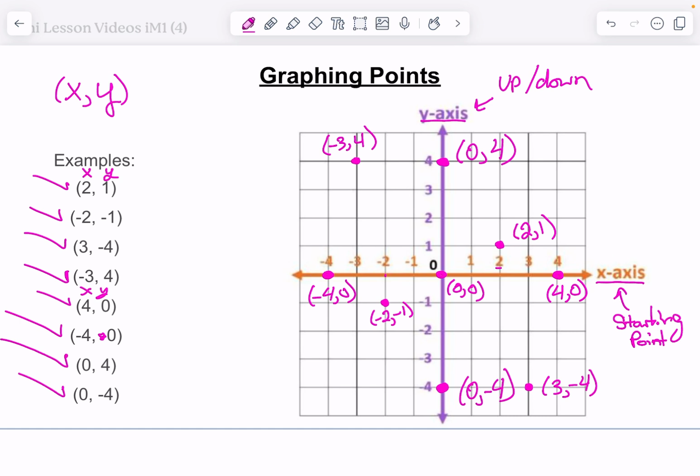Okay, so that's how you plot points in all 4 quadrants and on the x and y axes.